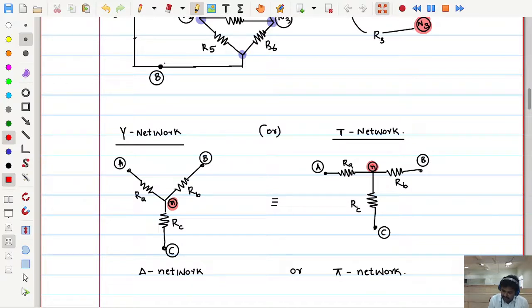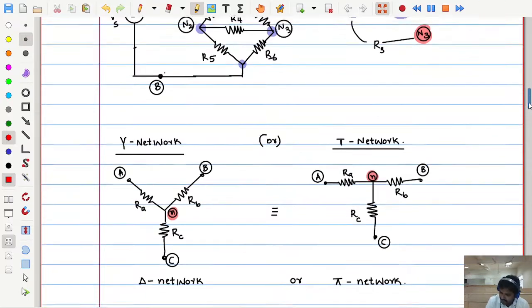Now could you see that these two are equivalently the same, only the shape is different, yes or no? Why? Because between A and N, how much is the resistance here and here? RA. Similarly, you cross verify between B and N, C and N, everything is the same. Only the shape is a little different. So we can say Y network or T network, both are the same.